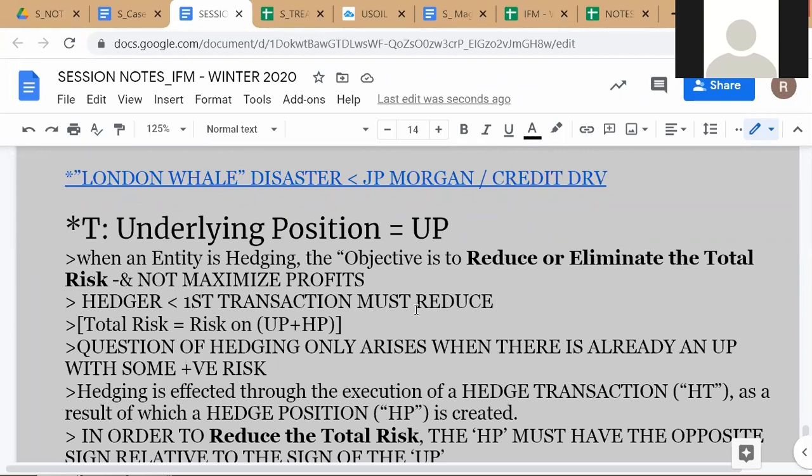So I'm not repeating this. If you reduce it completely, then you eliminate it. Anyway, I'm not going to worry about this English language construction at this stage so much. You understand what I'm saying? First transaction must reduce total risk. Okay? Objective of hedging, always be very clear in discussions.